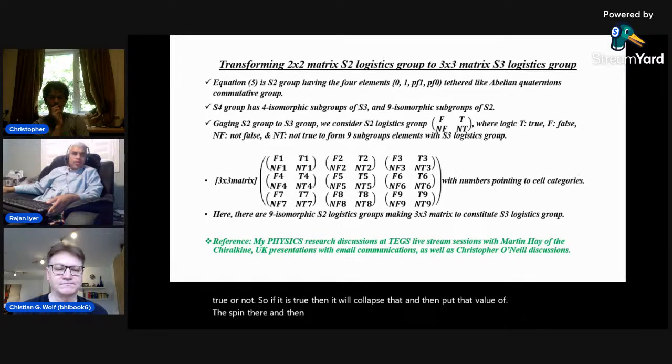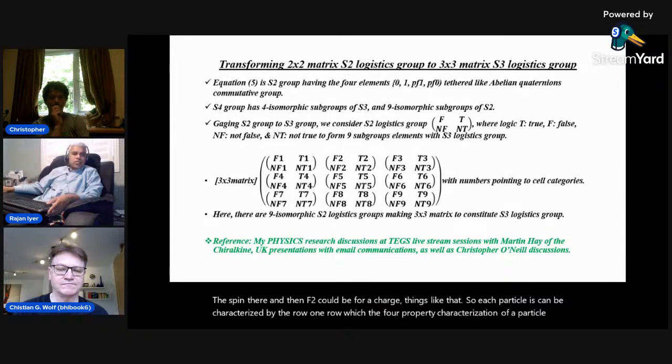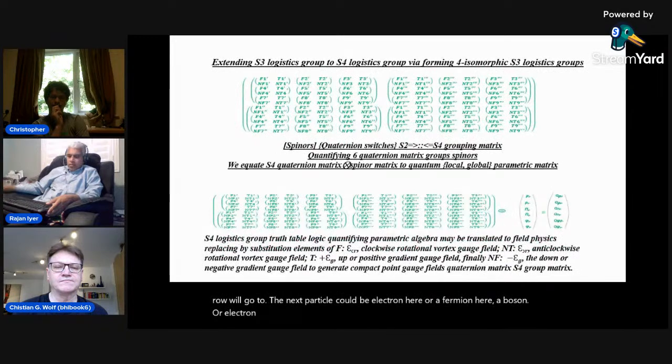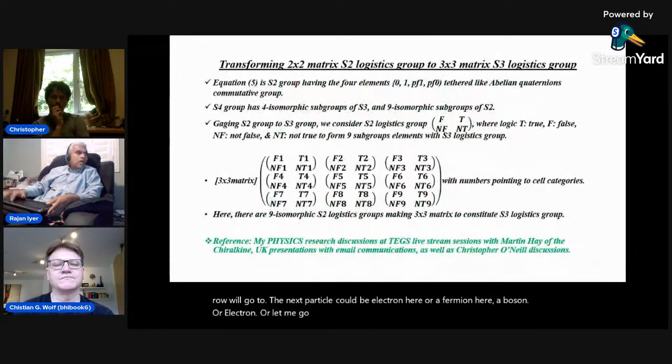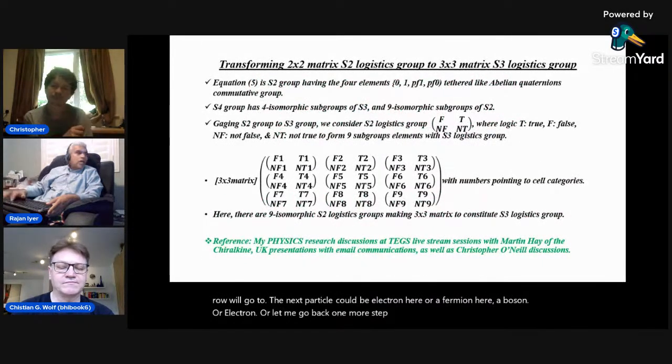So each particle can be characterized by one row, which is the 4-property characterization of a particle. The next row will go to the next particle. It could be an electron here, or a fermion, a boson, or an electron. Things like that. So that's the idea. So that's what I'm putting here.